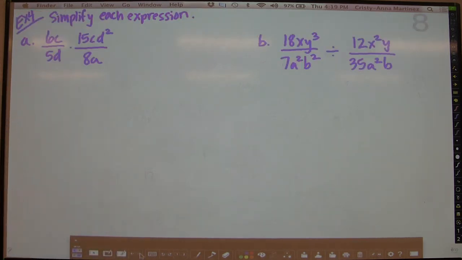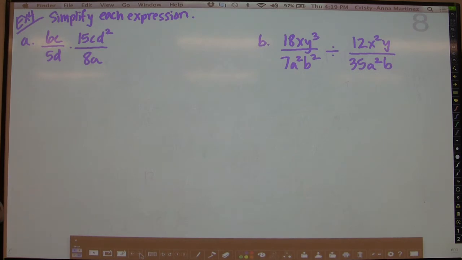In example 4, we want to simplify expressions, but now we're actually multiplying and dividing two rational expressions. Thus far, you've only been dealing with one rational expression at a time. Now we're going to embark in the next couple of examples on what to do when you have two rational expressions. So we're going to start with some smaller ones, and then we're going to move on to some bigger ones.